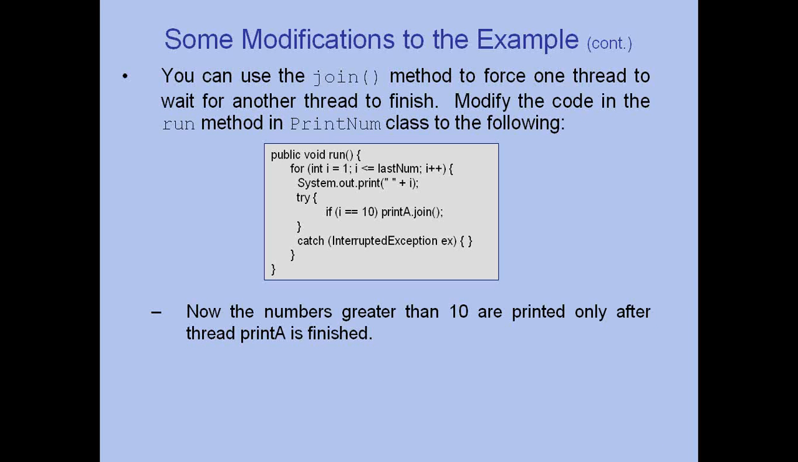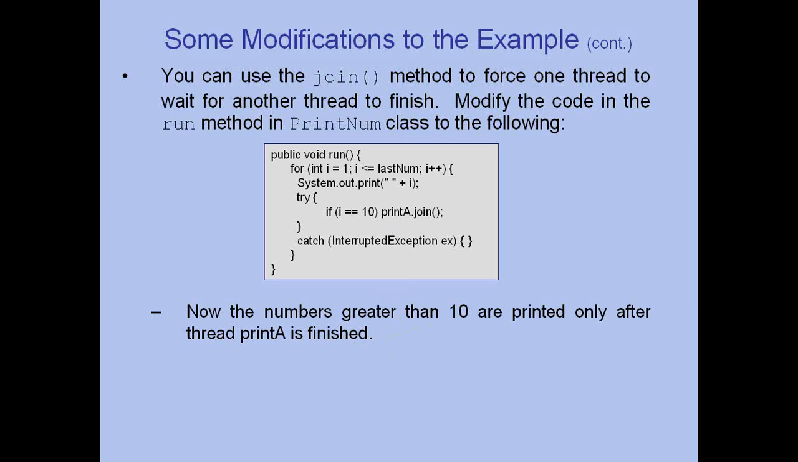Now, this is a little more interesting: the join method. You can use the join method to force one thread to wait for another thread to finish. Take the current running code and modify the run method to do this. You are doing printA dot join. Now the numbers greater than 10 are printed only after the thread printA is finished.